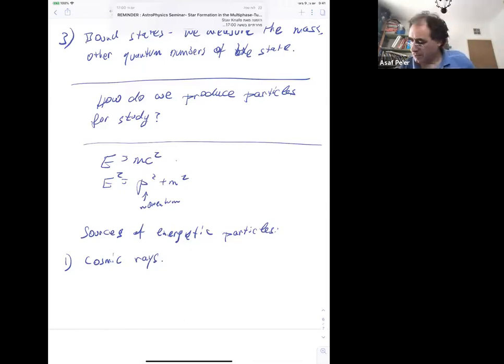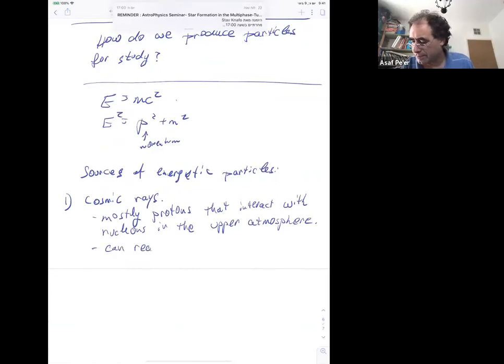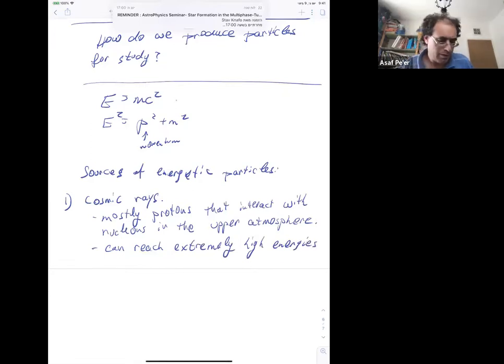Okay, so let's note a few words: mostly protons, but mostly, not sure, that interact with nucleons in the upper atmosphere. They can reach extremely high energies, many orders of magnitude higher. I'll tell you later on what energies they reach. Just so you know that it's much more than can be reached in modern man-made facilities.